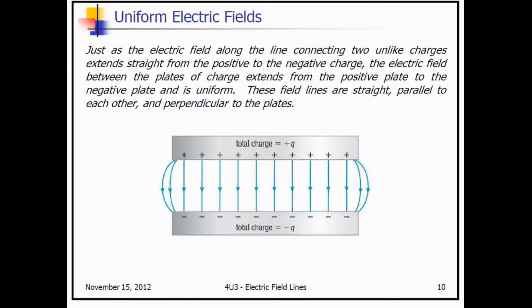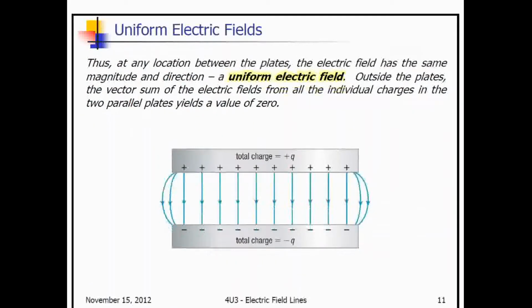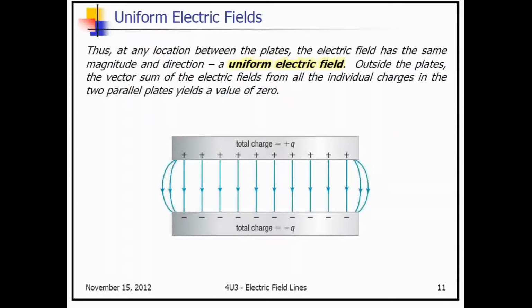The only problem is that near the edges of the plates we start to have this kind of hooking, where basically the electric field is jumping from the edge of the plate to the other edge of the plate. But in the main area between those two plates, our electric field is uniform. It is straight, and it is perpendicular to the plates, and each field line is parallel to every other field line. And this creates a uniform electric field.